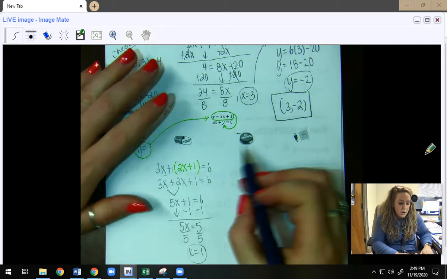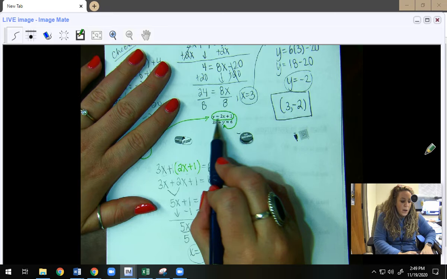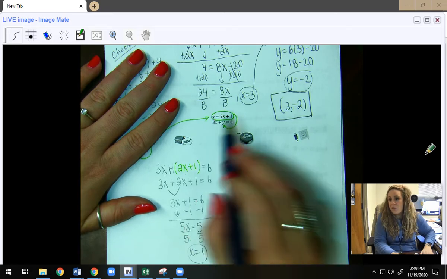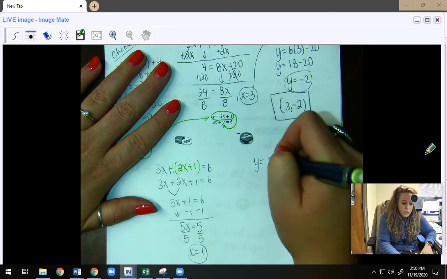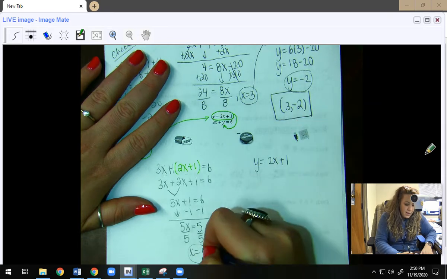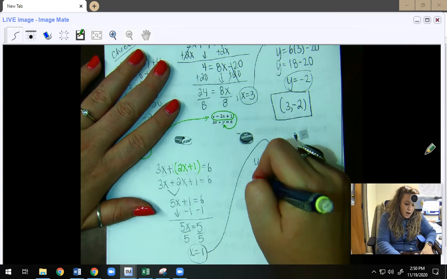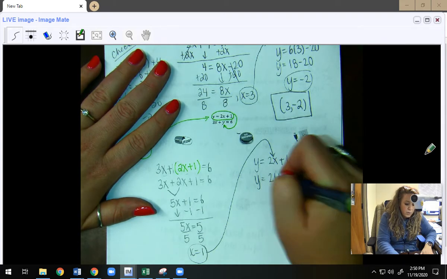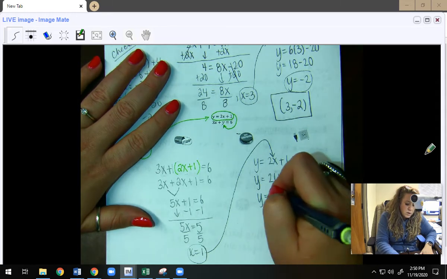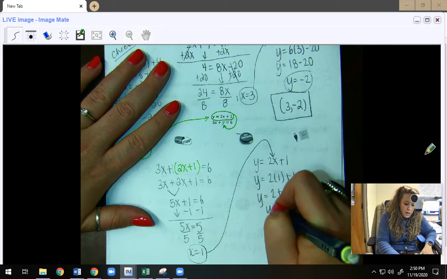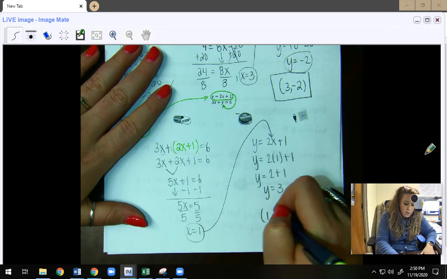Because what I'm doing here is I need to get a y value, and I want to know what y equals. So why wouldn't I just plug it into the thing that says y equals this already? So I'm going to get y equals 2x plus 1. And then this x is going to go right in for this x. So I get y equals 2 times 1 plus 1, and I get y equals 2 plus 1. So y equals 3. Okay, so these two cross at 1, 3.